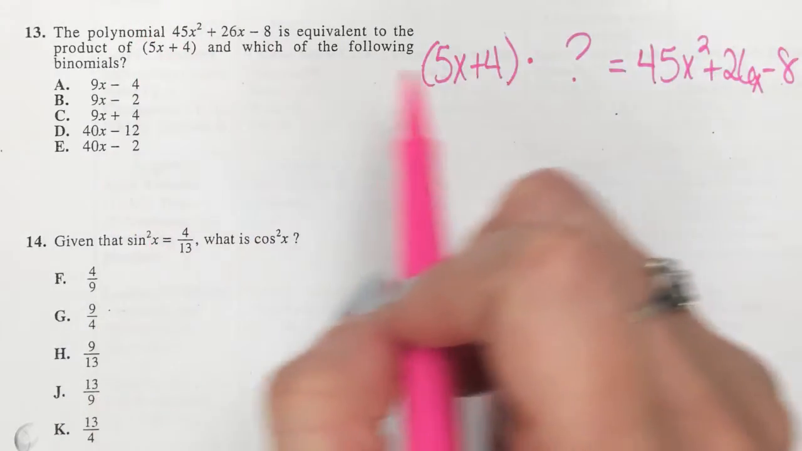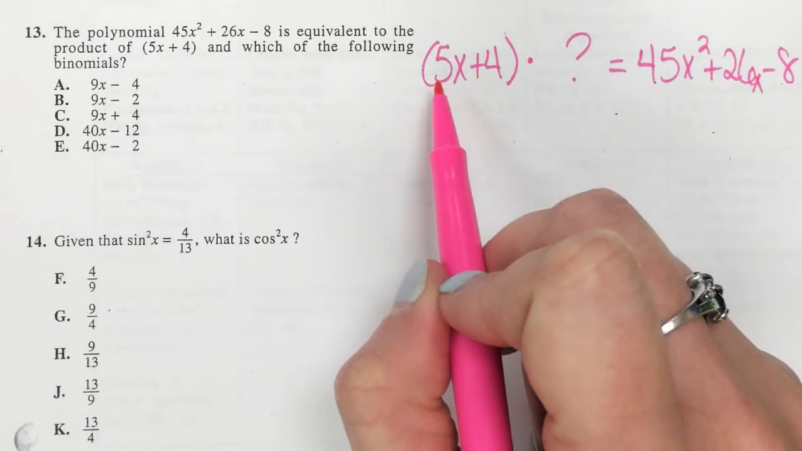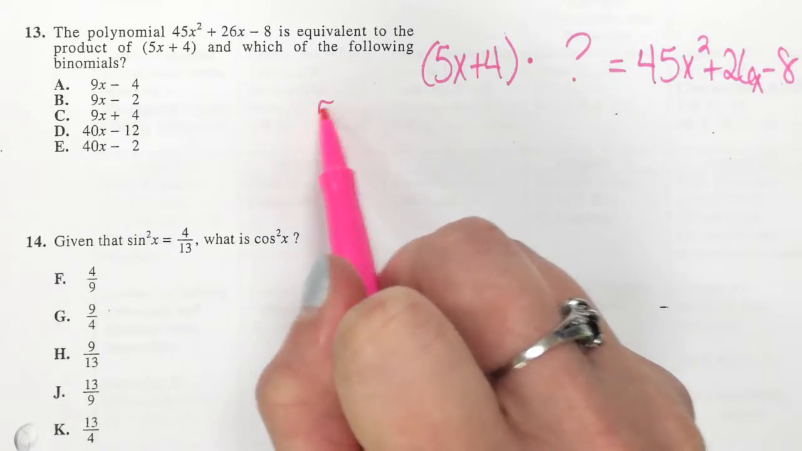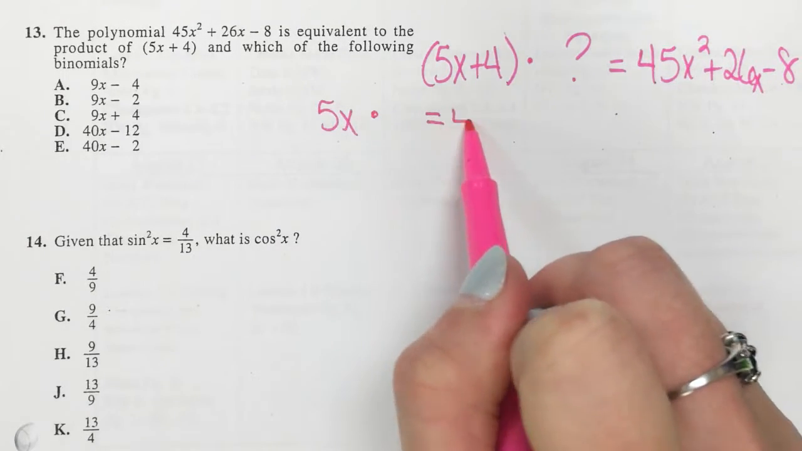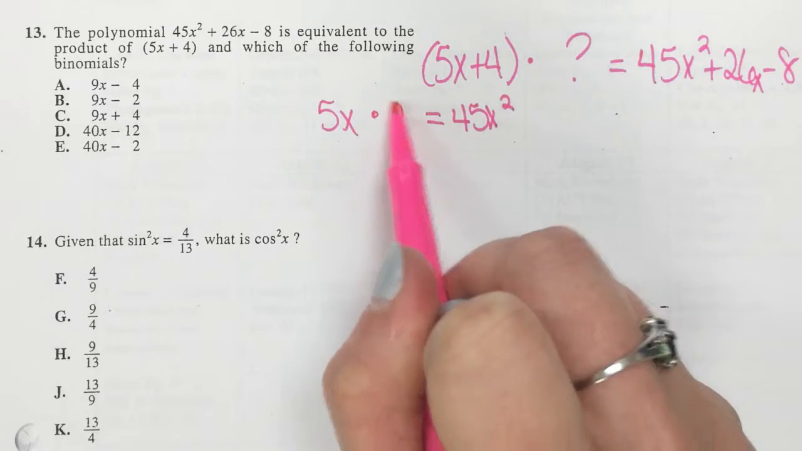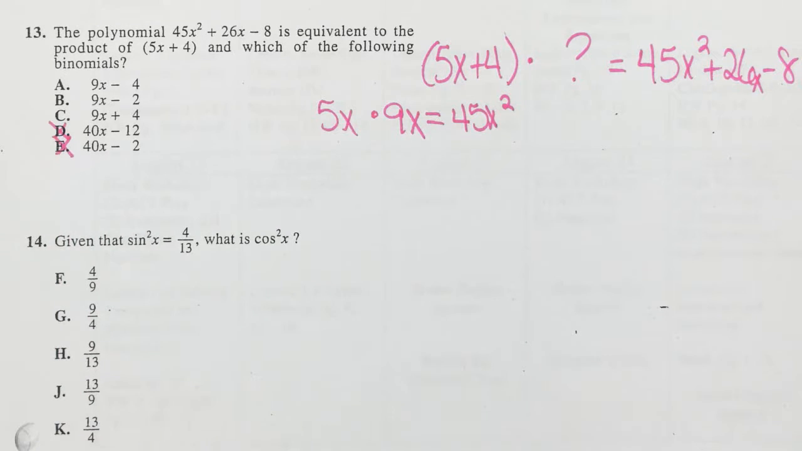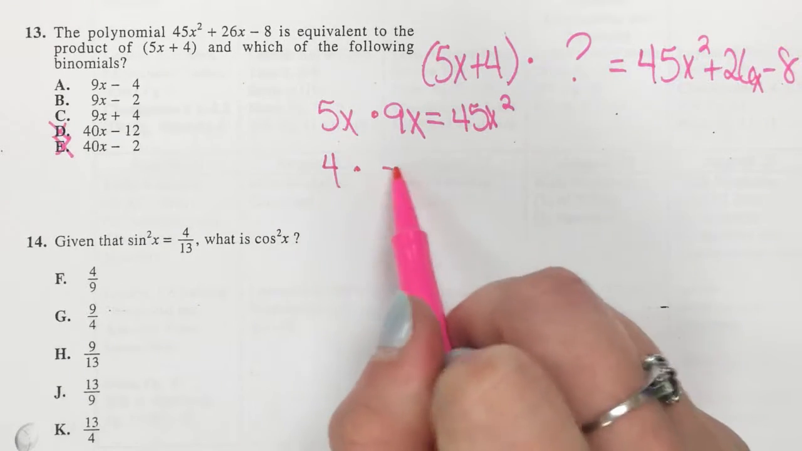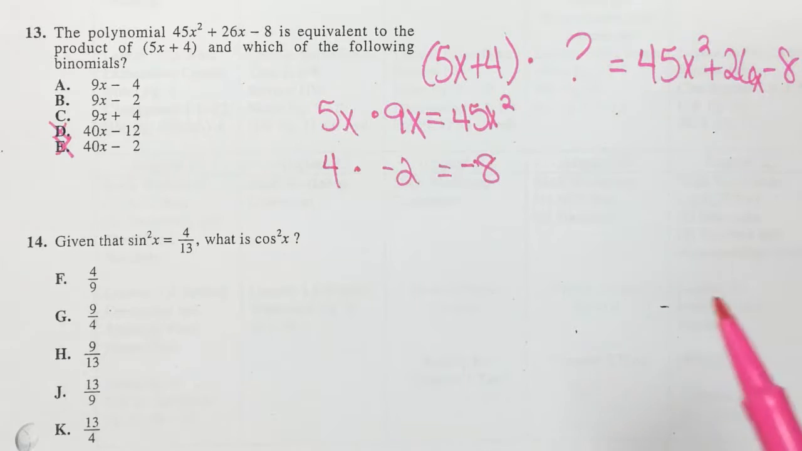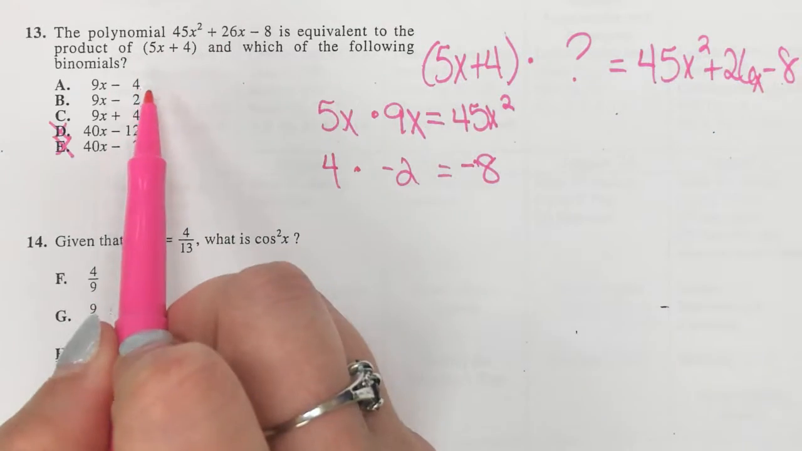Wow. Okay. Let's see. So we're going to FOIL. FOIL is first: 5x times something equals 45x squared. There you go. So I can mark out D and E because it can't be those. Y'all okay so far? What's the other one besides first that is easy to do? You got first, then you got outer and inner and last. Which one's easy? Last, right? 4 times what number gives me -8? Times -2. There you go. So what's the only one that's got a 9x and a -2? B. That's it.